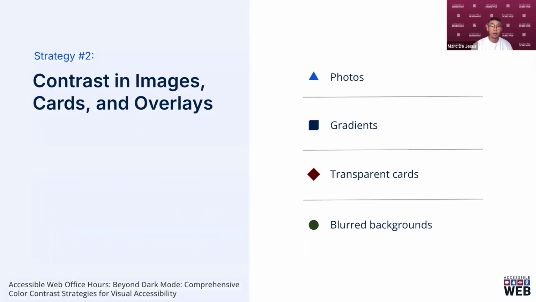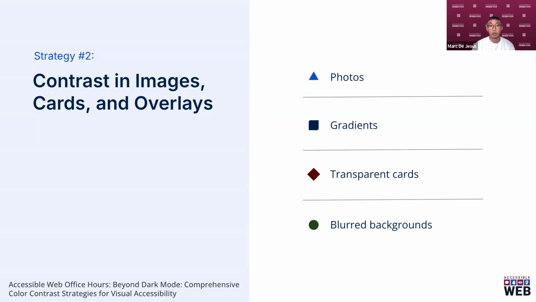So just to talk about one of the most common places where contrast fails is when text is placed on top of images, gradients, or transparent cards. These backgrounds are tricky because the brightness changes from one part of the image to another. That means the text might look readable in one spot, but completely disappear in another. You've probably seen this on websites where white text is placed directly on a photo, and depending on the part of the image, it becomes almost impossible to read.